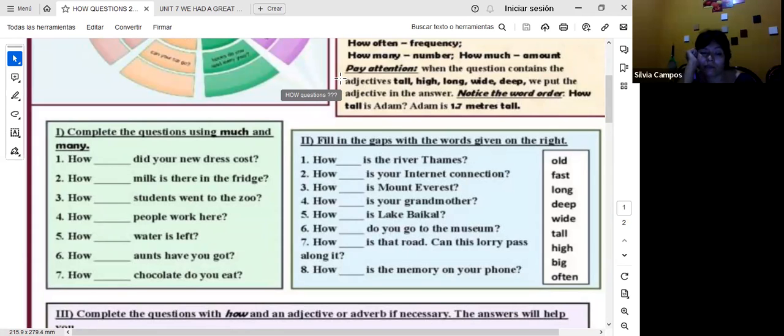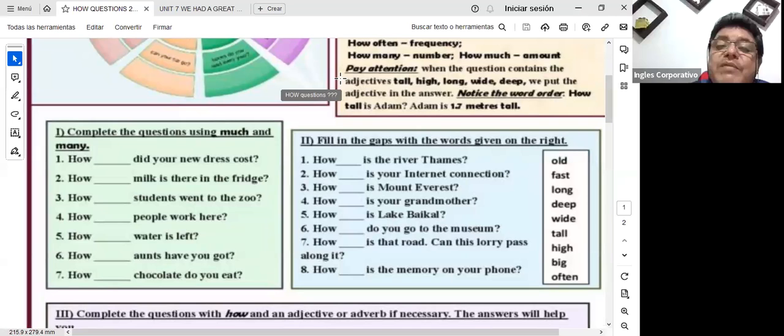No problem. Remember, in the next class I'm going to show you a little bit better the use of countable and uncountable things so you can have a better idea.